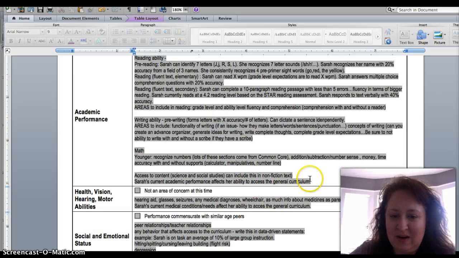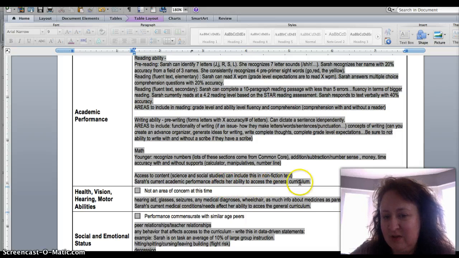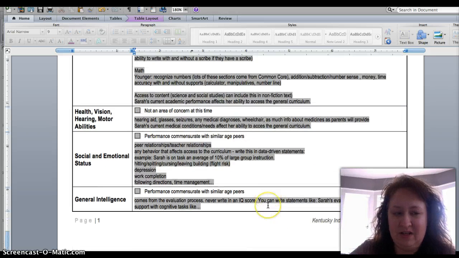And remember that there has to be this impact statement at the end of this section that's right here at the bottom. Sarah's current academic performance affects her ability to access the general curriculum. We have to have this access statement because this is what justifies the student having an IEP, and this needs to be included in every section.